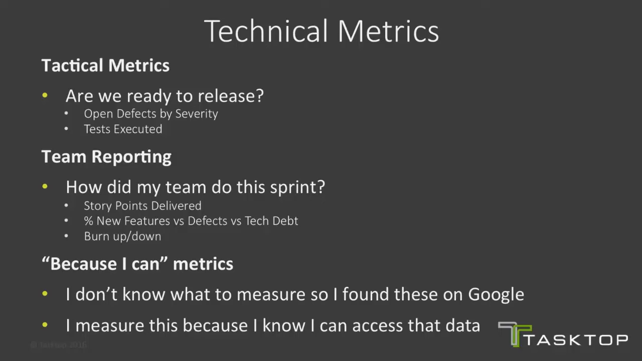Another one is we're going to measure what we know is easy or what we have access to, because we know we can get that. We can get a quick win, if you will, out of that. But a lot of times you're tracking these things and you don't really know why. You don't know what you're trying to get out of it. So generally these are going to be the bad types of metrics that we see.